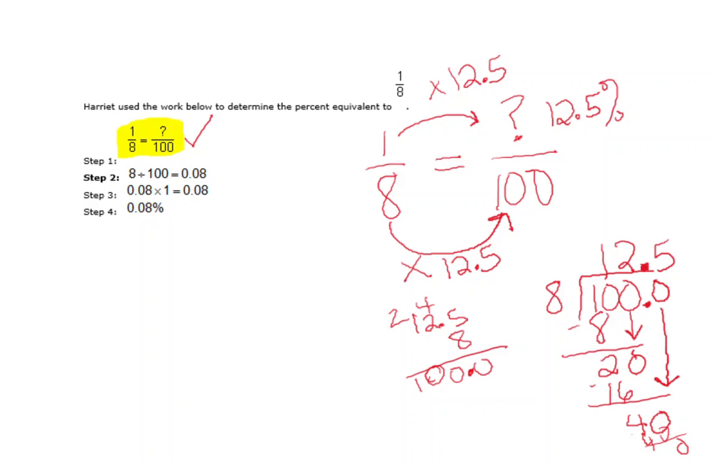So looking at the work that Harriet did, she set up the equivalent ratios problem correctly, but she divided 8 by 100 when really you should have divided 100 by 8. And then once you know how many times 8 goes into 100, that tells you what you would multiply the numerator by. So her answer is incorrect. And you could also think about 8%, which is 8 out of 100. Is 8 out of 100 equal to 1/8? No, 8 out of 100 is not equal to 1/8.